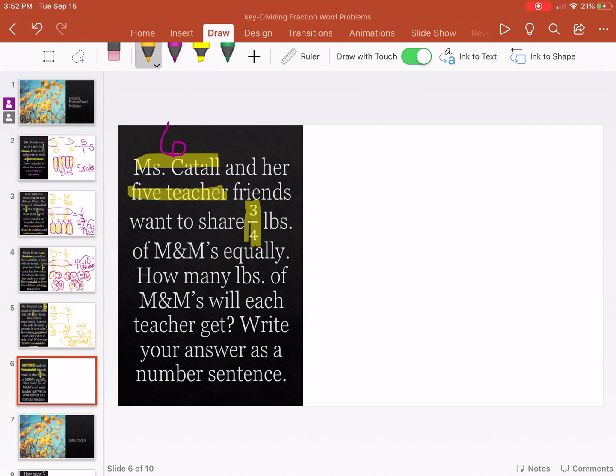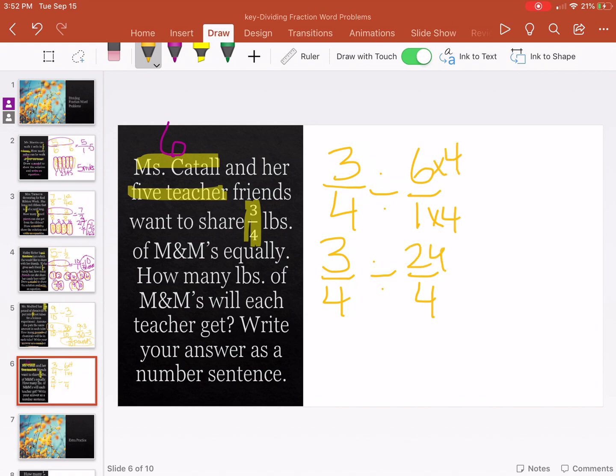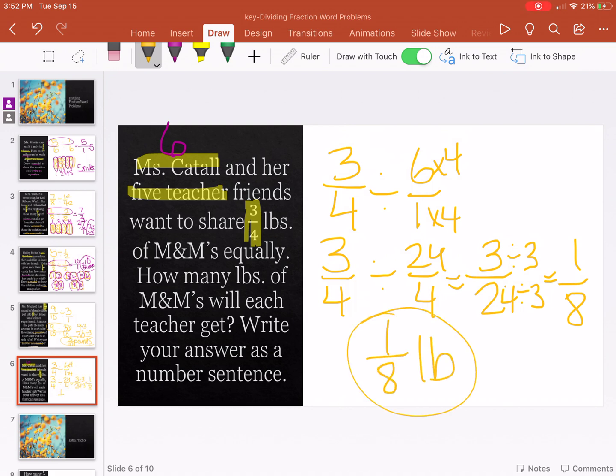We have 3/4, and we're dividing it amongst the 6 people. Common denominator is going to be 4. 3/4 stays the same. Times 4 times 4, 24ths, which is 3/24. Divide both by 3, and we get 1/8. So the answer is 1/8 of a pound. So each person's going to get 1/8 of a pound. Make sure you watch that with the 6 people, Miss Cattell and her 5 friends.